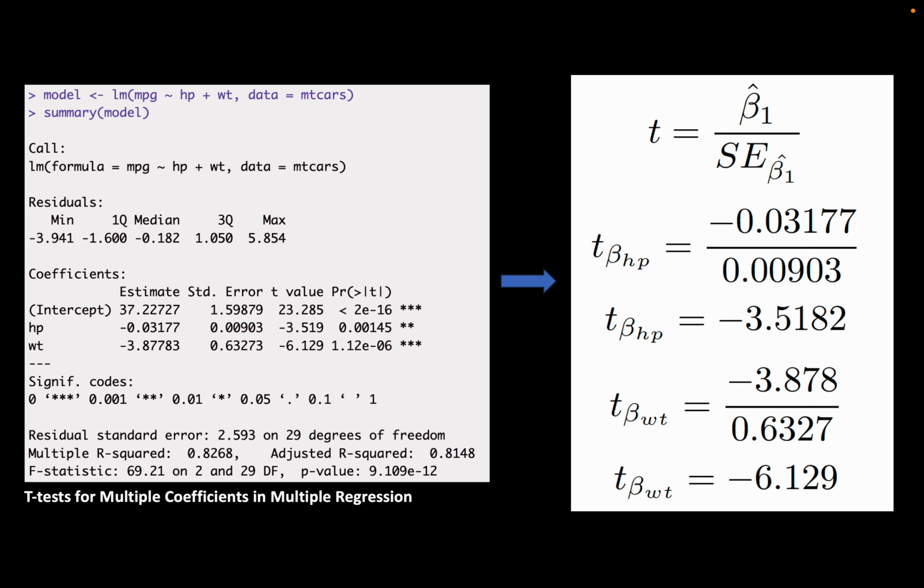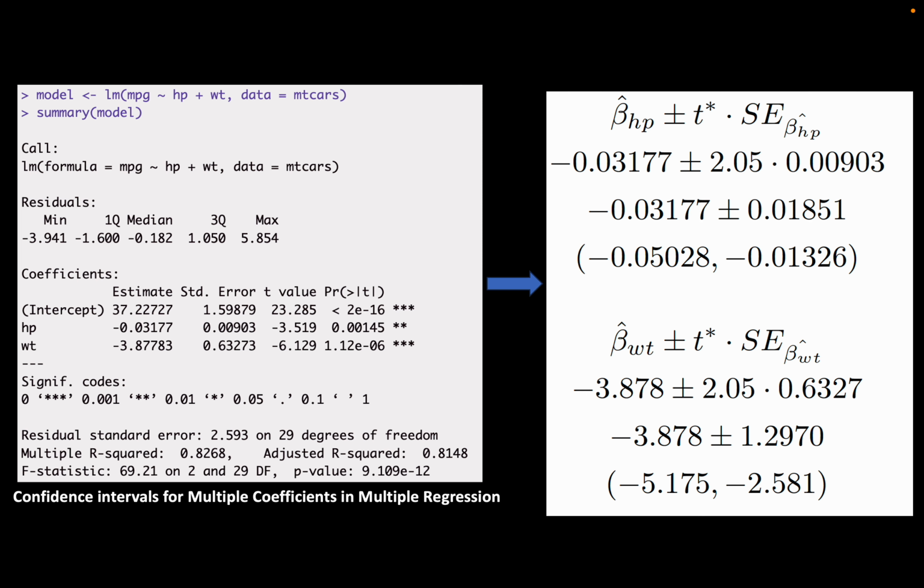Next, we are computing the individual t-tests for each coefficient in the multiple linear regression model. For computing the test statistic, I'm dividing the coefficient or the beta estimate by the standard error of the estimate. We are performing this operation for both the horsepower and the weight estimates. The test statistic for the horsepower HP variable is minus 3.518, while the test statistic for the weight attribute is minus 6.129. We can consider extending this framework to compute individual p-values if the assumptions of normality hold, for example.